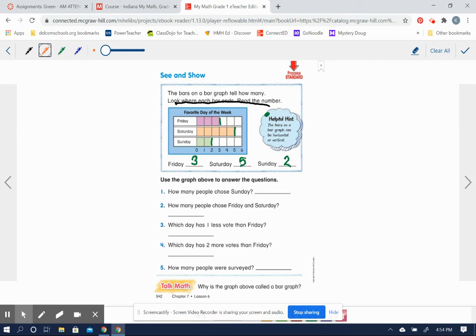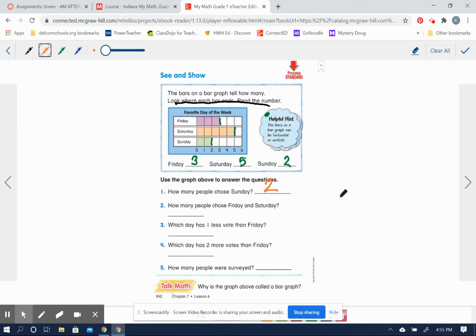And so now we're going to answer these questions down here at the bottom, and we're going to get our information from this graph up here. So question number 1, it says, how many people chose Sunday? All right, look at that graph. How many people? The bar goes out here to the end by number 2, doesn't it? Okay, 2 people chose Sunday as their favorite day of the week.